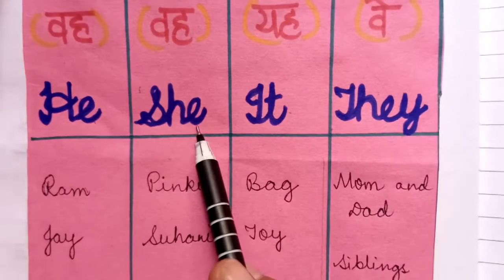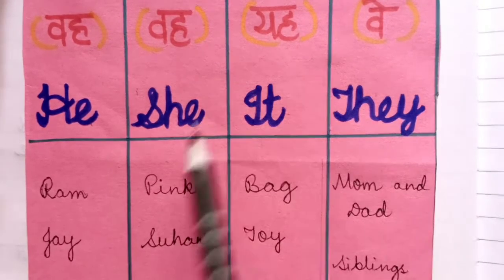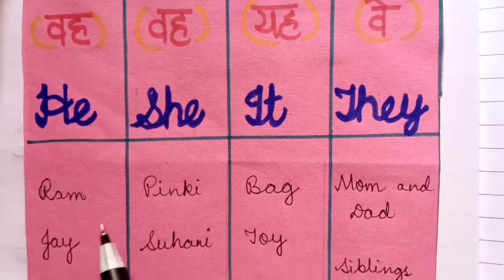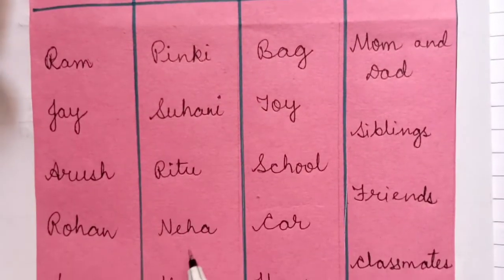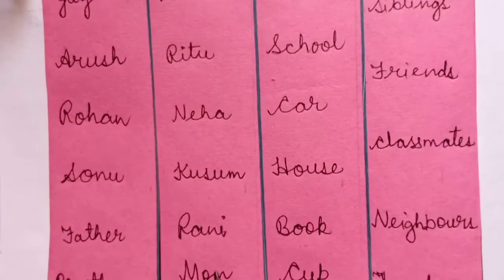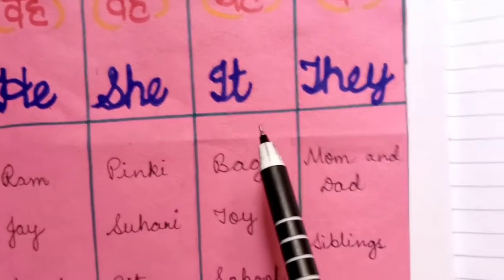Next is she. She किसके नाम के बदले use हो सकता है? किसी girl के नाम के बदले, किसी लड़की के नाम के बदले. Like Pinky, Suhani, Ritu, Neha, Kusum, Rani, your mother's name, your sister's name. Okay? Now next is it.